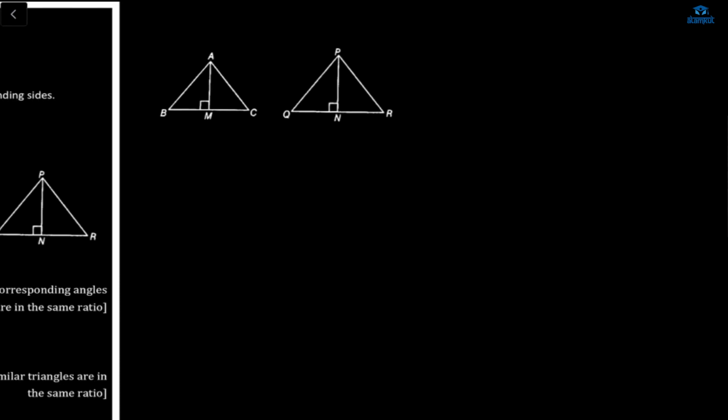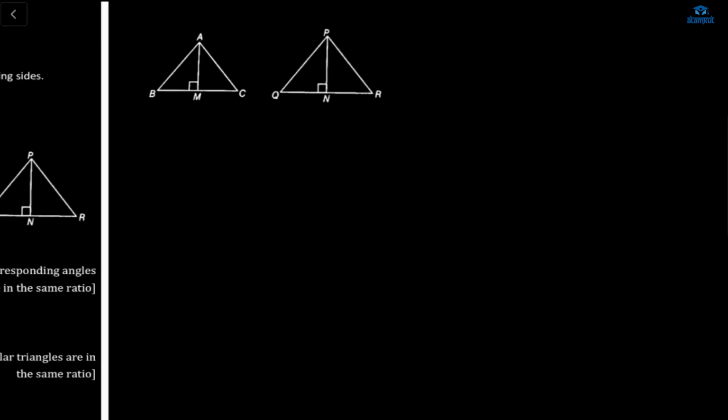But if you know that two triangles are similar, that means what? Angle ABC equal to angle PQR. All the angles are equal. That is, angle A will be equal to angle P, angle B will be equal to angle Q. That's why I'm explaining that the angles will be equal. And one more thing, the sides of the triangles will be in the ratio. So these two things will be there. So let's see the triangles.